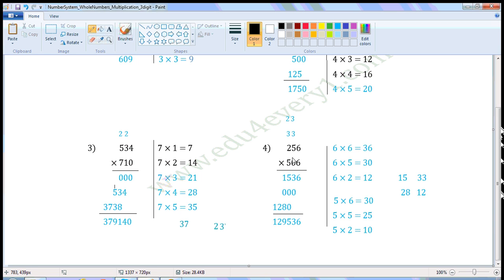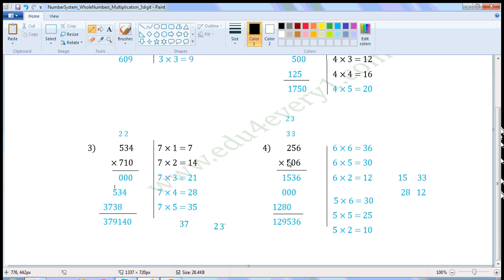First we have to multiply 5 with 6. 5 into 6 is 30. So take this 3, write it as a carry over the next digit. Take the 0 and write it, leaving 2 spaces. Now we have to multiply 5 with 5. 5 into 5 is 25. Add the carry 3 to it, it becomes 28. So take this 2 and write it as a carry over the next digit. Take this 8 and write it before 0.